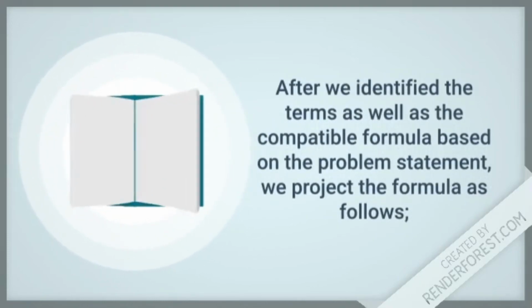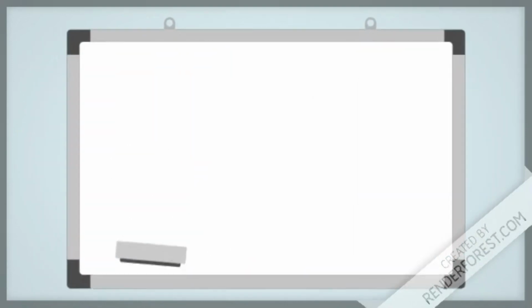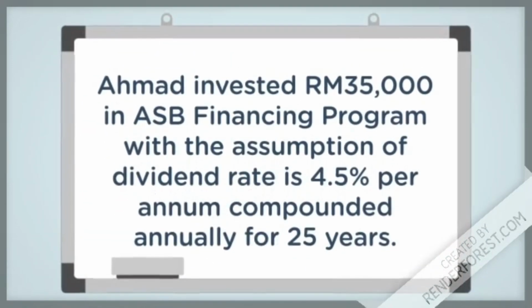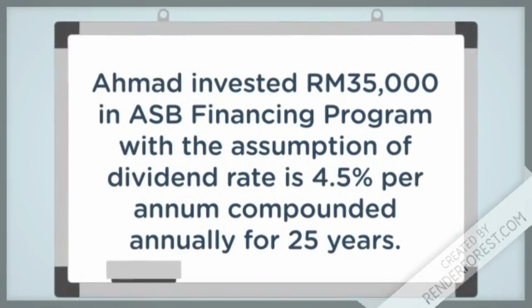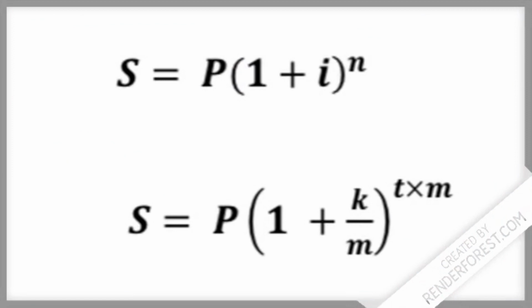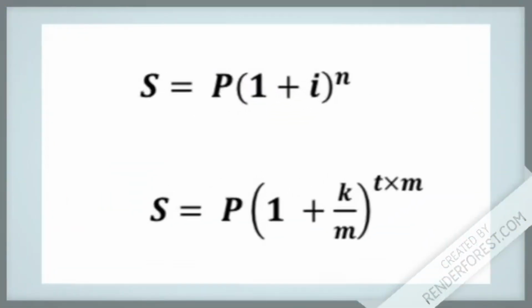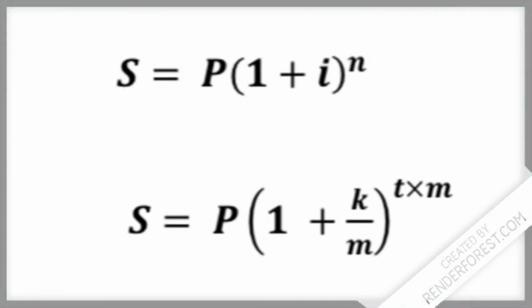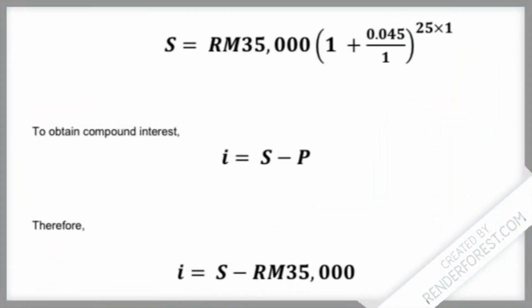For the result, after we identify the term as well as the compatible formula based on the problem statement, we project the formula as follows. So we have two formulas. The first is S equal P bracket 1 plus I bracket the power of N. Or we can choose S equal P bracket 1 plus K per M bracket the power of T multiply M. Thus, S equal RM35,000 bracket 1 plus 0.045 per 1 bracket 25 multiply 1.